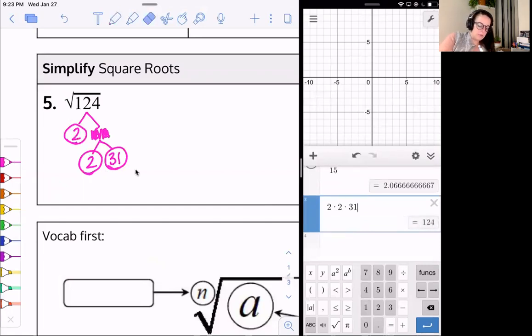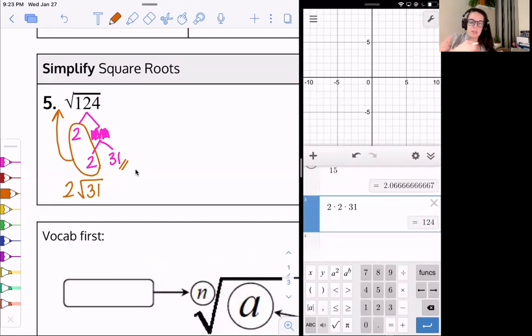What I need to do now that I've found my factor tree is find my groups, right? So I have a group of two 2's. So that 2 can come to the outside of my square root. I'm going to go ahead and write it here. 31 does not have any pairs, so it's going to stay on the inside like this. It has to have a pair in order to come to the outside. So this is the simplified version of this here.